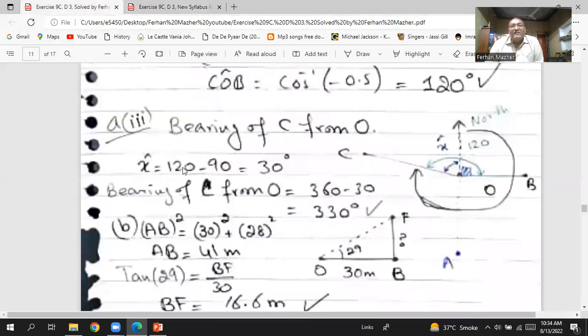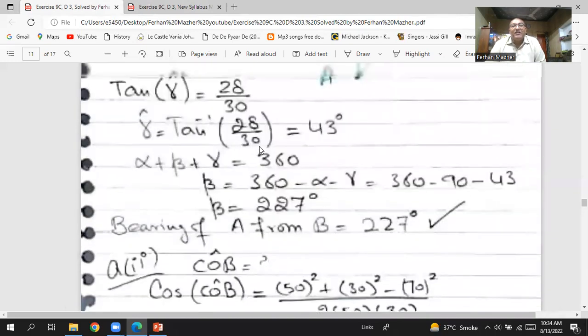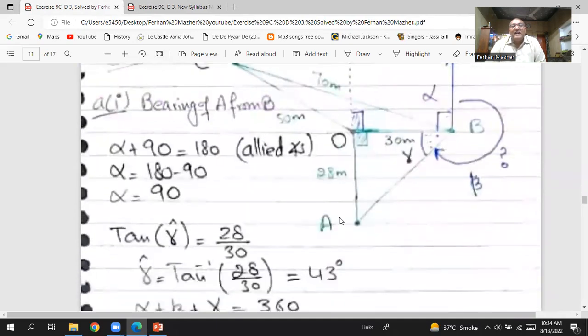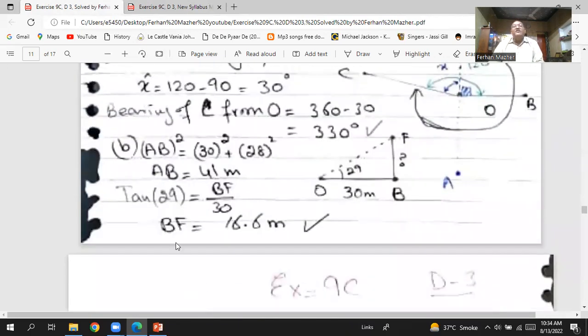The greatest angle of elevation will be from that point whose distance from the B is smallest. You see, first of all, I will find out how much is the length AB. I will apply Pythagoras on these two, to find out what is the distance between B and A. So AB square will be equal to 30 square plus 28 square. So AB will be equal to 41 meter. So now I know that the distance of the AB is 41 meter.